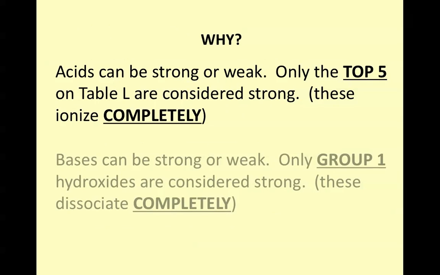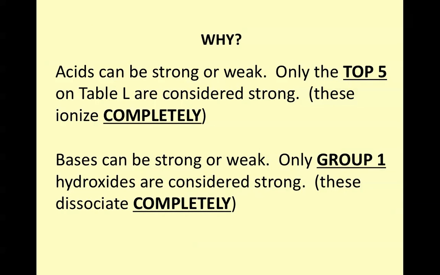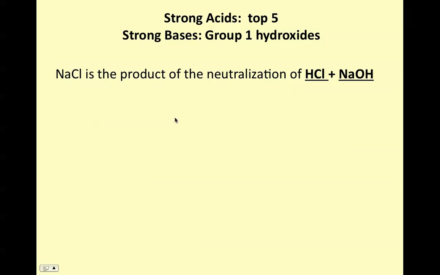Well, not all acids and bases are strong. A lot of the reactions we've been doing so far involve both a strong acid and a strong base reacting, but acids and bases can be strong or weak. You have to know that acids in the top 5 on table L are considered strong, meaning that they ionize completely. And the bases that are considered extremely strong are any of our group 1 hydroxides, so lithium hydroxide, sodium hydroxide, and so on. These dissociate completely. So you have to memorize these two facts in order to determine what we're going to do today. I just have that reminder up at the top.